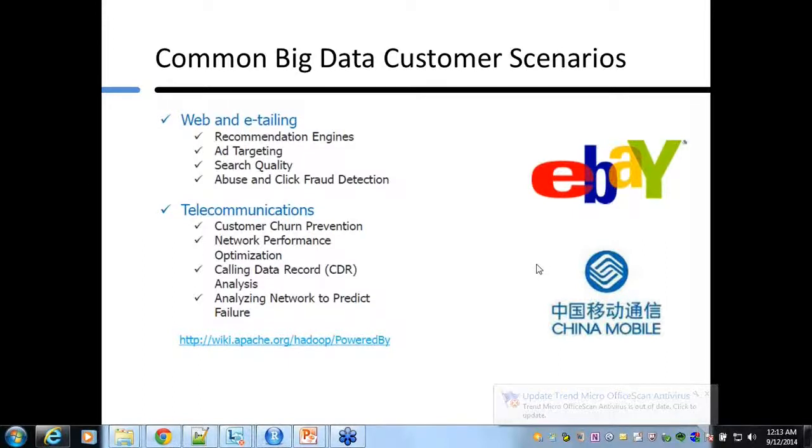Okay, all right. So let me continue forward. So basically now we have understood what is big data. Now we will be understanding why big data is so important, right?